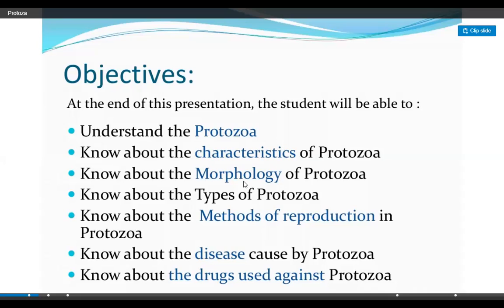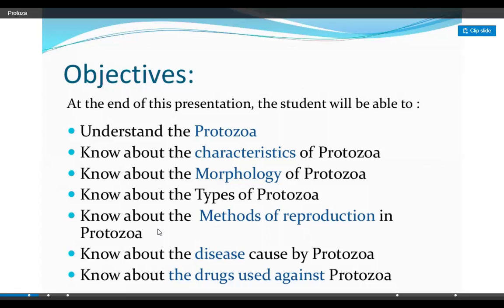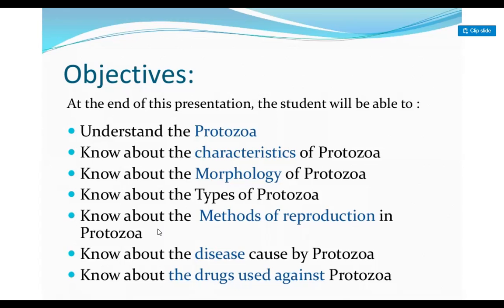These are the objectives: at the end of the lecture, students will be able to know what protozoans actually are, and the characteristics of protozoans, which characteristics they have in the body. They will know about the morphology of protozoans, and the types of protozoa, how many types of protozoans are present. Along with this, they will know about the different methods of reproduction in the protozoans.